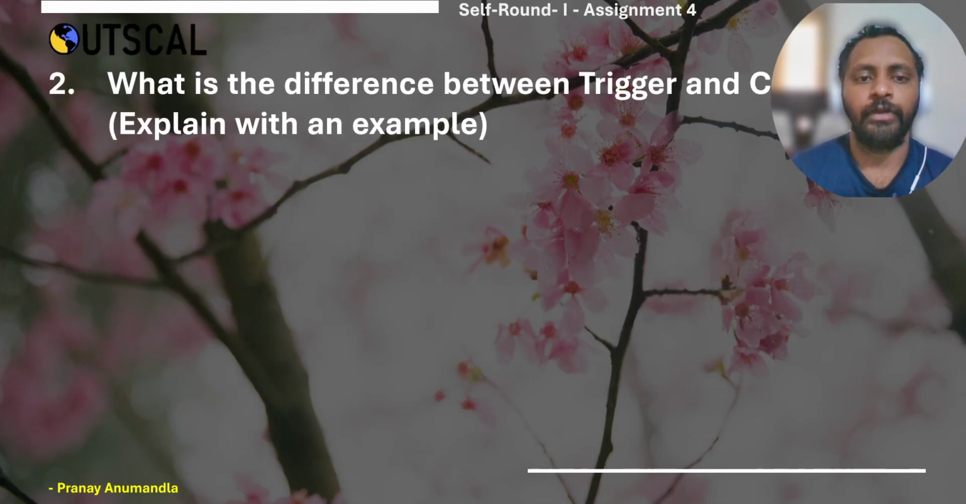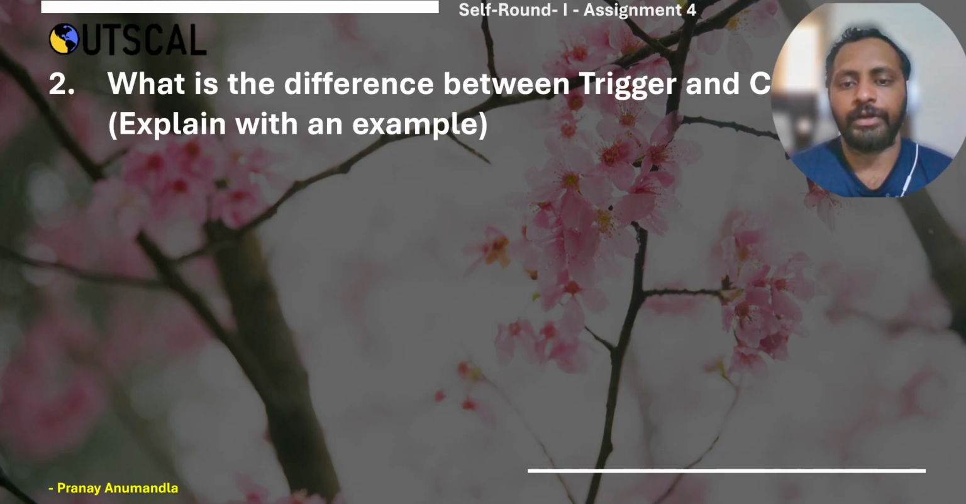Okay. What is the difference between trigger and collider? Collider is a component. Trigger is another method of collision detection. Trigger is an option in the collider component. Collider is used to detect collisions between two objects.